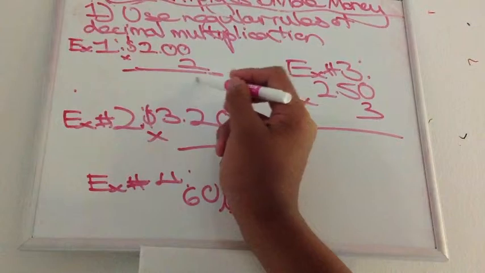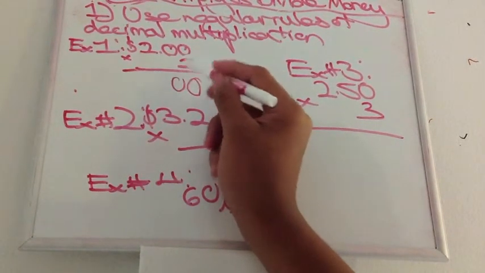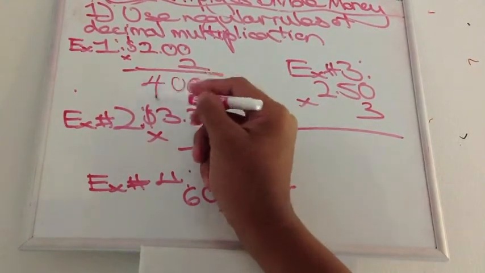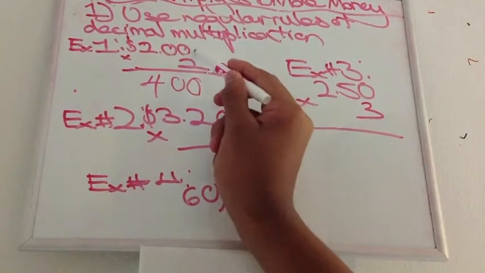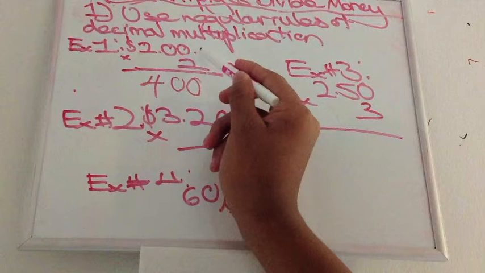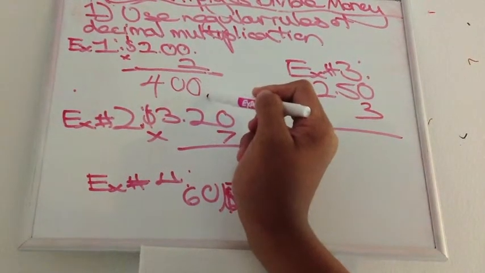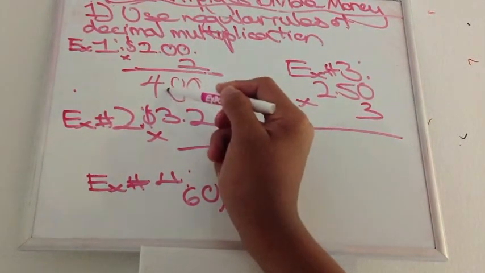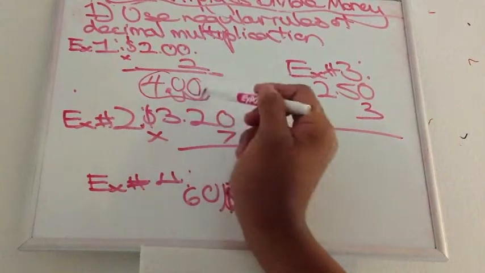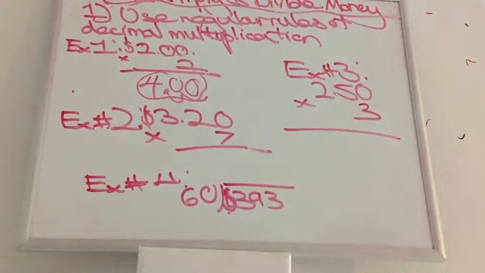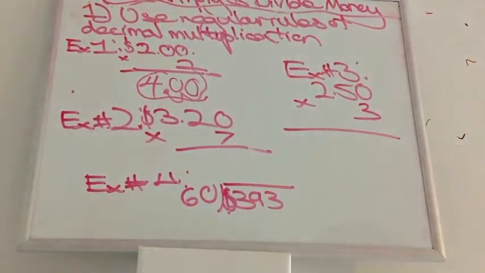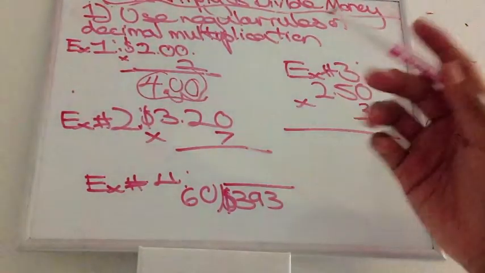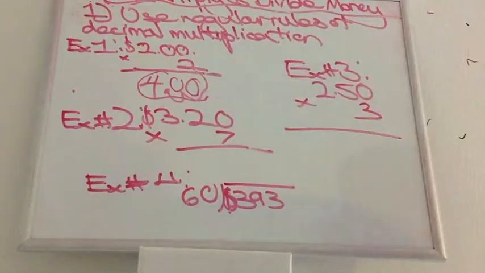So 0 times 2 is 0, 0 times 2 is 0, 2 times 2 is 4. And then what you want to do is you want to see how you can get this decimal to the very end. So you move it over 2 times, right? So what you do here is you move the decimal over 2 times as well. That's a rule of decimal multiplication. So $2 times 2 is $4. In other words, if you make $2 in 1 minute, you make $4 in 2.